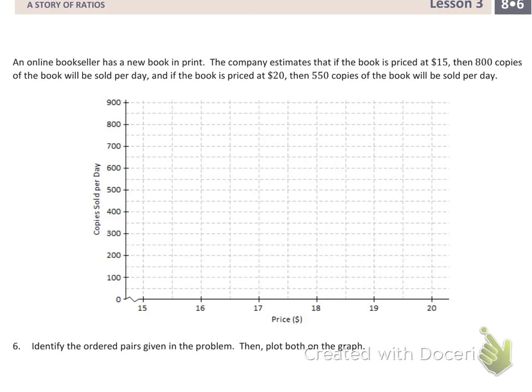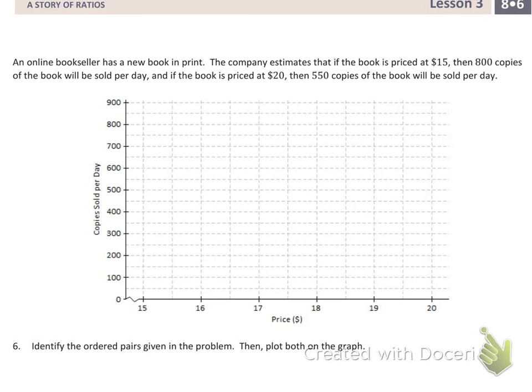It's a little different than other examples we've seen. An online bookseller has a new book in print. The company estimates that if the book is priced at $15, then 800 copies of the book will be sold per day. And if the book is priced at $20, then 550 copies of the book will be sold per day. So what are they saying then about this example?